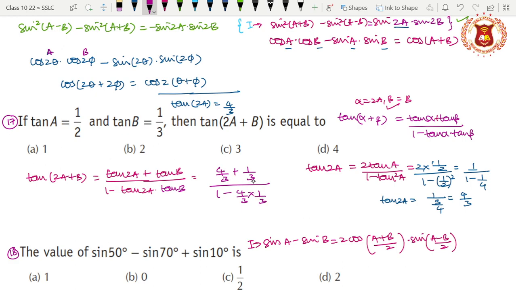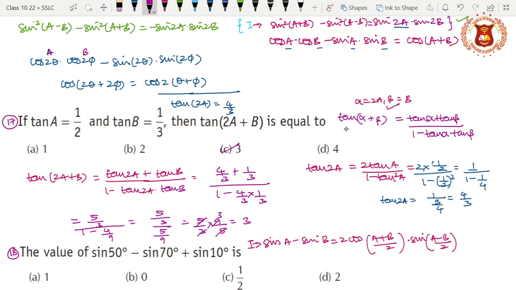Now 4 by 3 plus 1 by 3 is 5 by 3, divided by 1 minus 4 by 9. Now 1 minus 4 by 9 is 9 minus 4, which is 5 by 9. So it is 5 by 3 into 9 by 5. 3 1s are 3, 3 3s are 9, so it is equal to 3. Therefore the answer is C here.